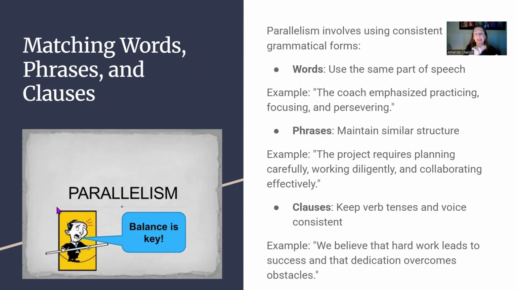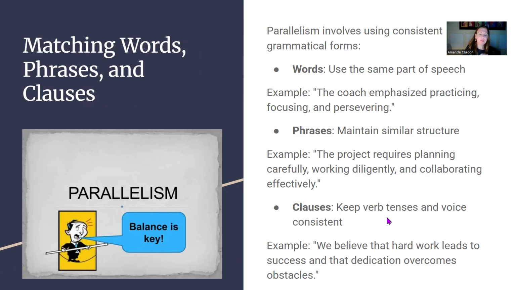So there needs to be matching words, cases, and clauses. Balance is key. Words are using the same parts of speech. For example: the coach emphasized practicing, focusing, and persevering. All of those are ing words, right? It makes sense. It's parallel. It flows. Phrases need to maintain a similar structure. The project requires planning carefully, working diligently, and collaborating effectively. Notice we have a gerund, which is the ing, and we have an adverb after each one. So gerund, adverb, gerund, adverb. And this sounds beautiful, okay?